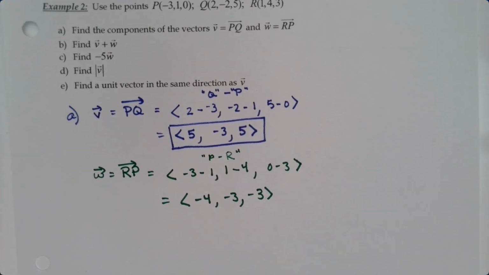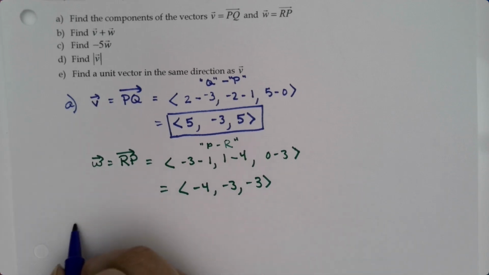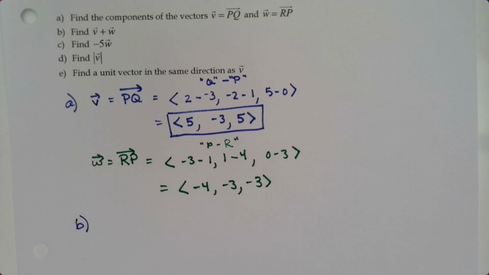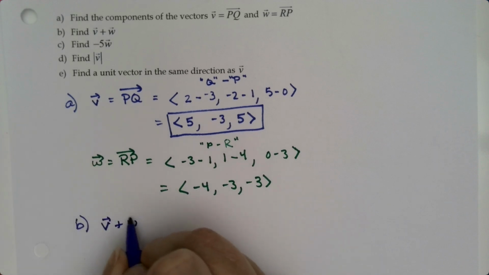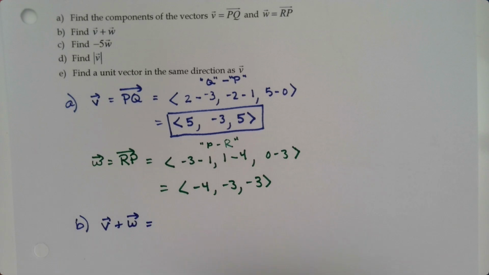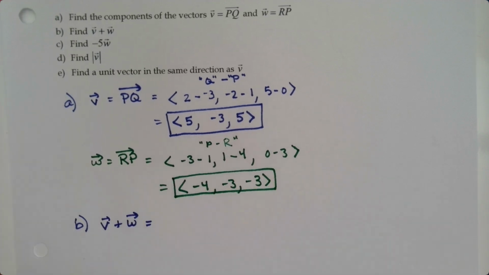Okay, so we have part A done. So we know how that's going to be. So now part B, V plus W. So I'm going to take vector V and I'm going to add vector W to it. Oh, I should have boxed that in because that was an answer.